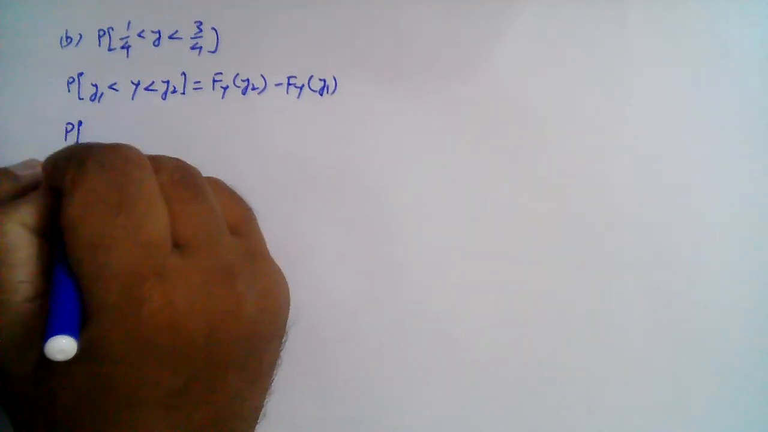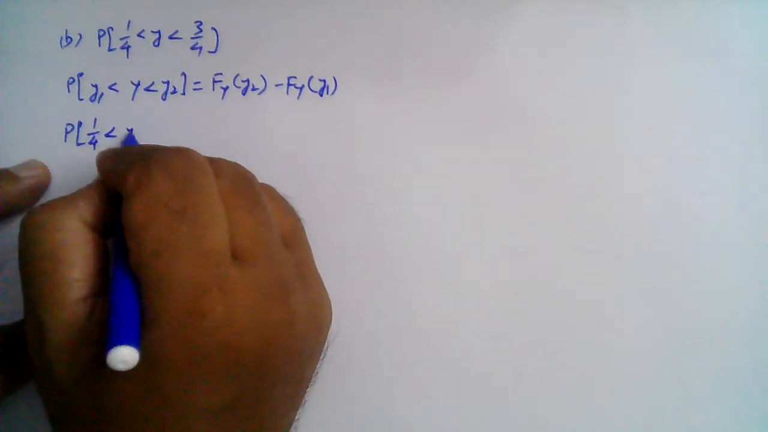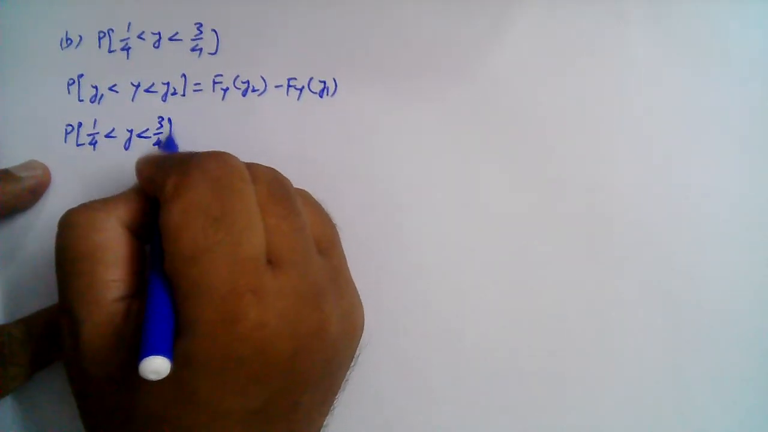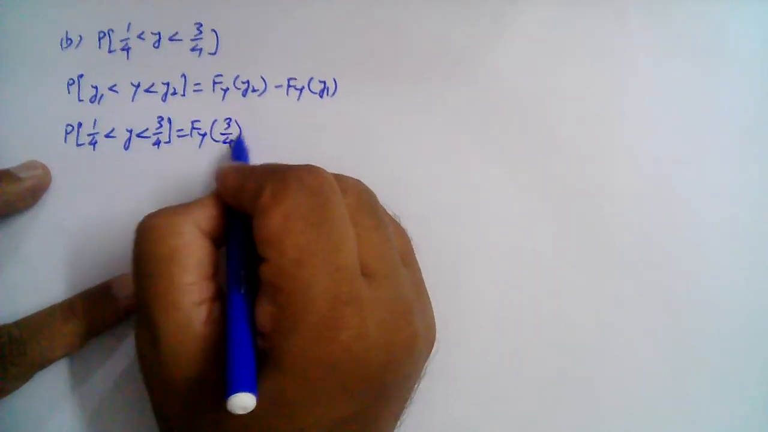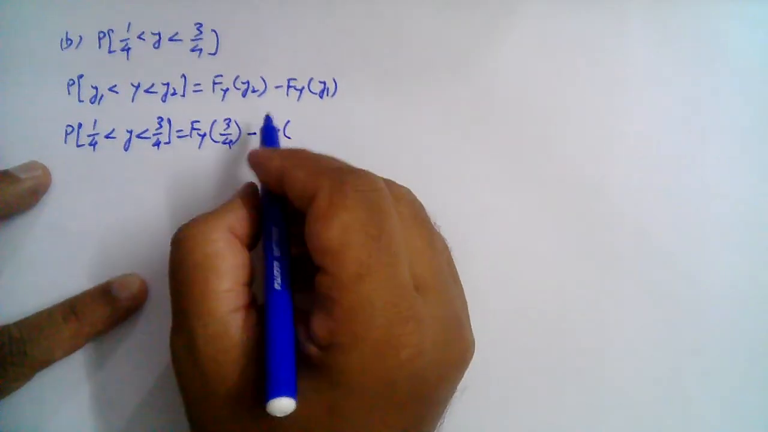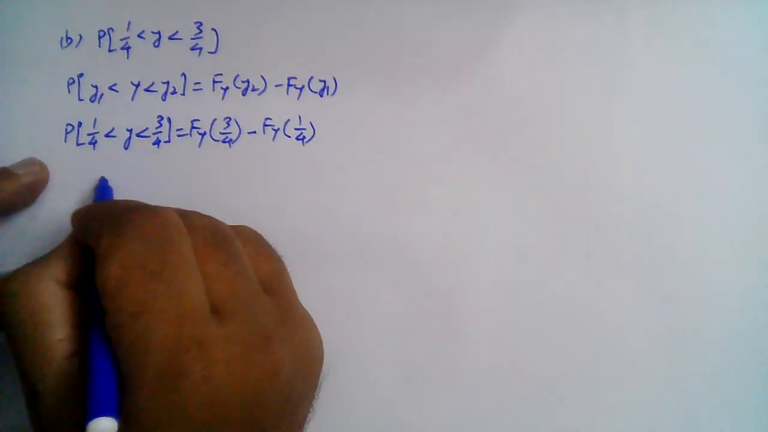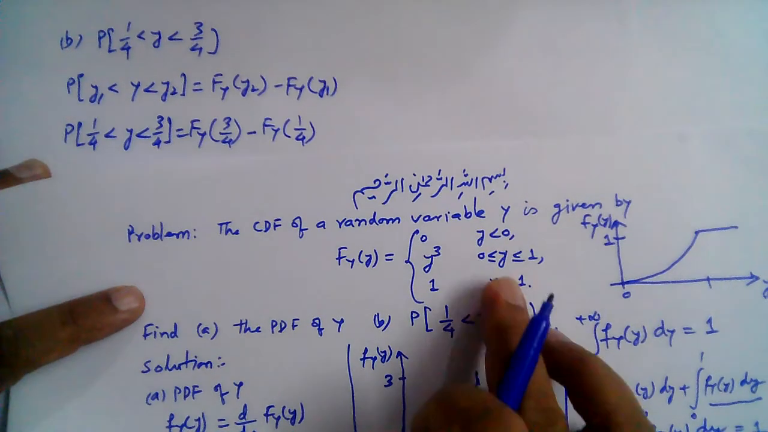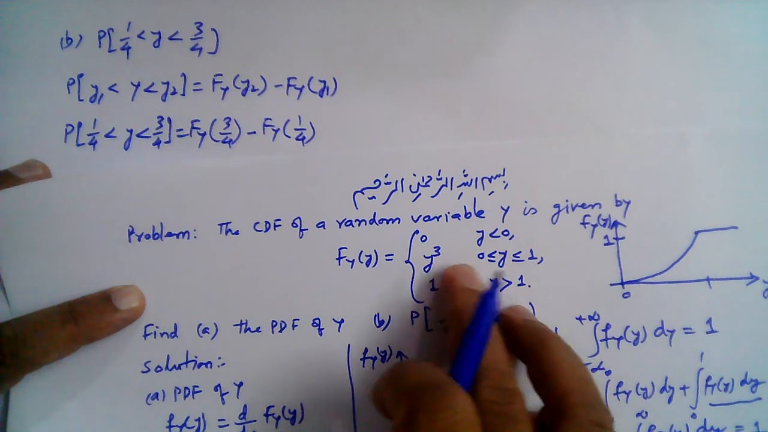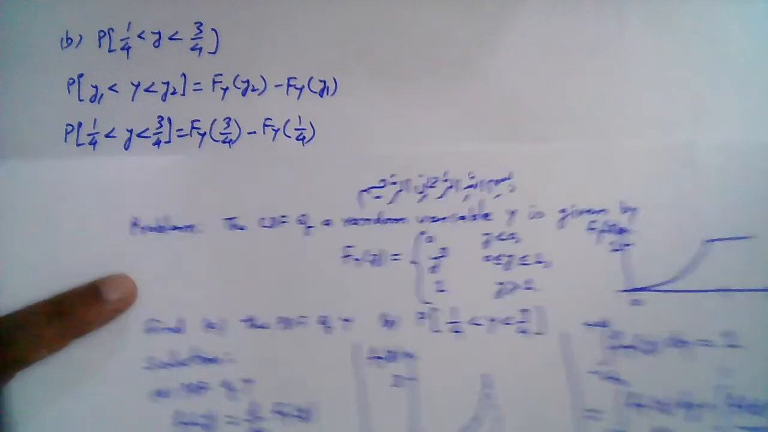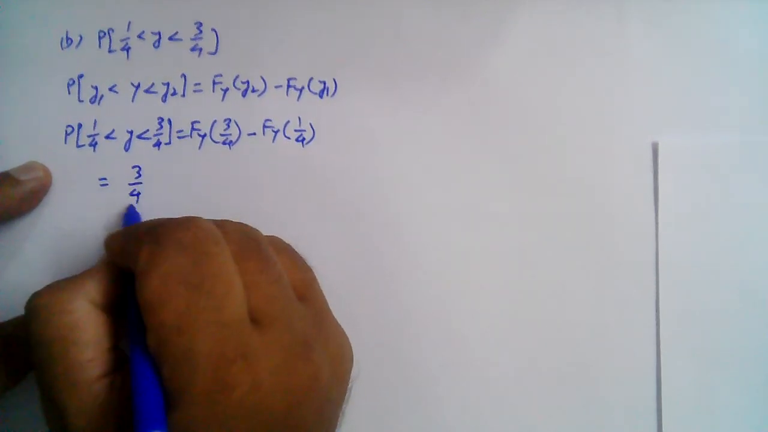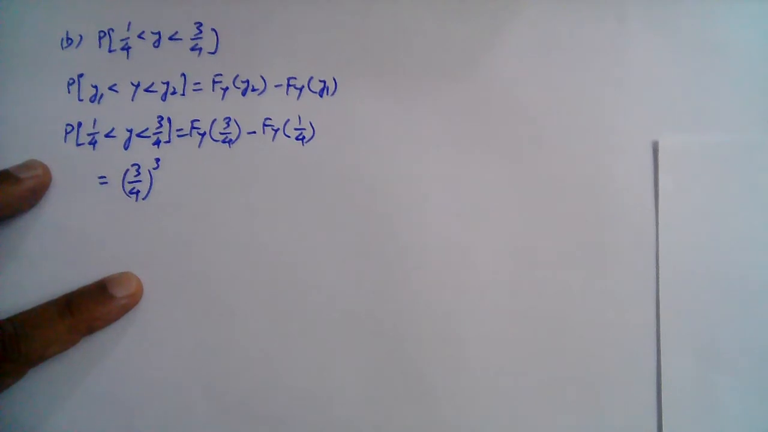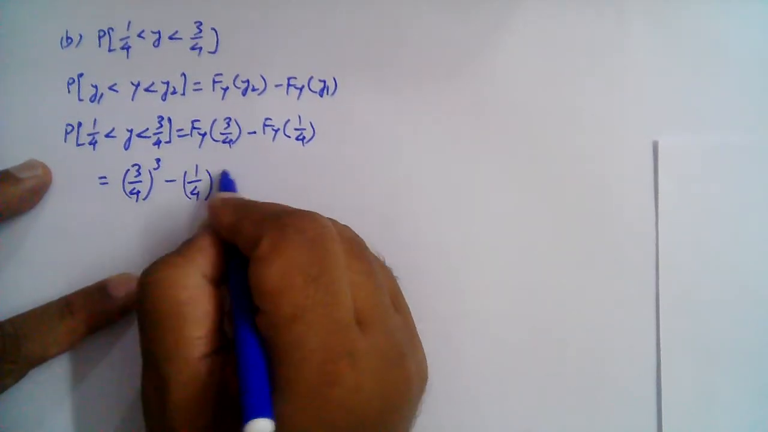So the probability that y is greater than 1 over 4 and less than 3 over 4 is equal to the value of the CDF at 3 over 4 minus the value of the CDF at 1 over 4. And from the given CDF, we see that at 3 over 4, this will be 3 over 4 cube, and at 1 over 4, it will be 1 over 4 cube. So this is 3 over 4 cube minus 1 over 4 cube.